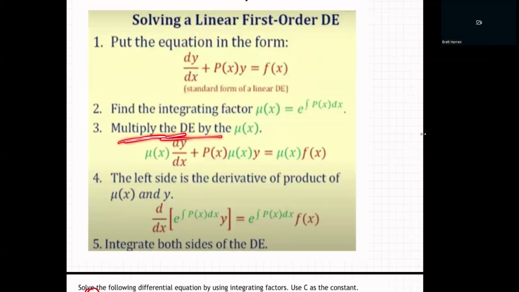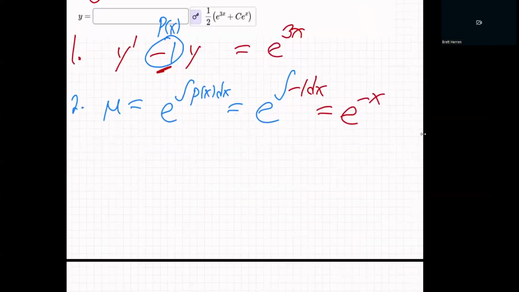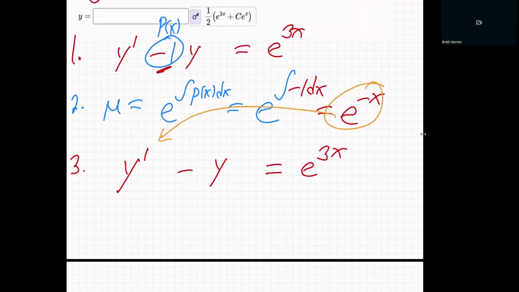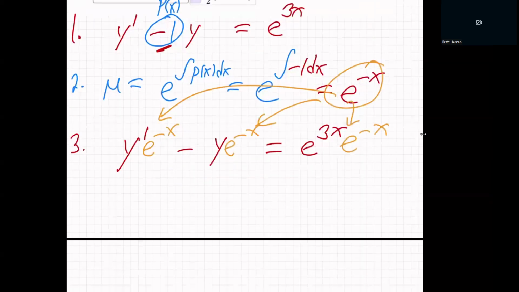Step three, multiply the differential equation by that integrating factor, all three terms by that. So that's my step three here. We bring down my differential equation, y prime minus y equals e to the 3x. Then I'm going to multiply by e to the minus x there and there. All three. Multiply them all by that.